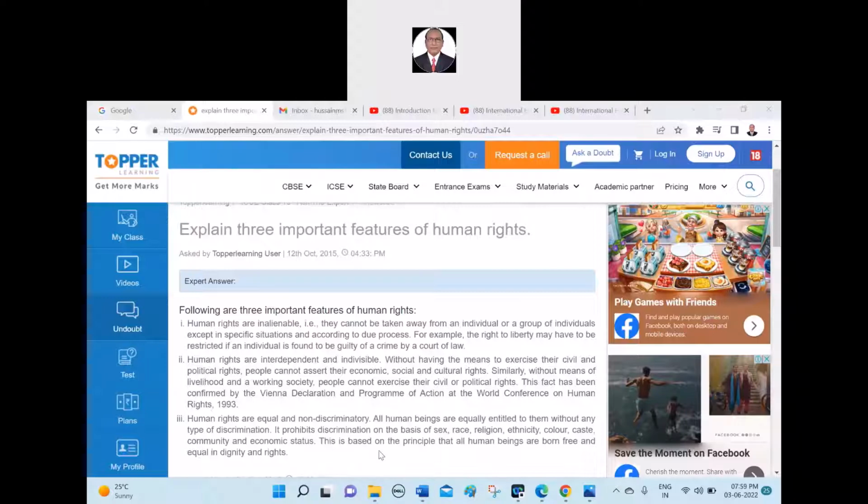This is based on the principle that all human beings are born free and equal in dignity and rights. They are equal in dignity and rights because everyone is born free. So these are the three important features of human rights. Now I can show you certain things. Why I have taken this question is, here I am giving the answer for that.